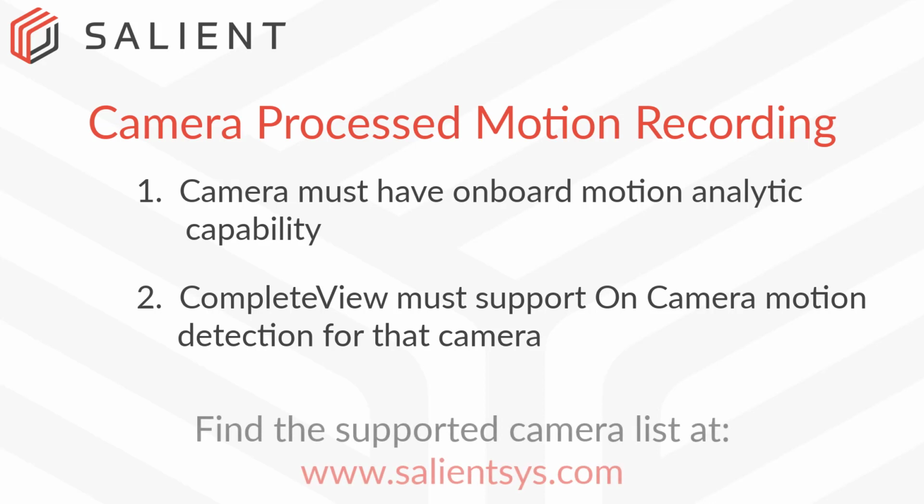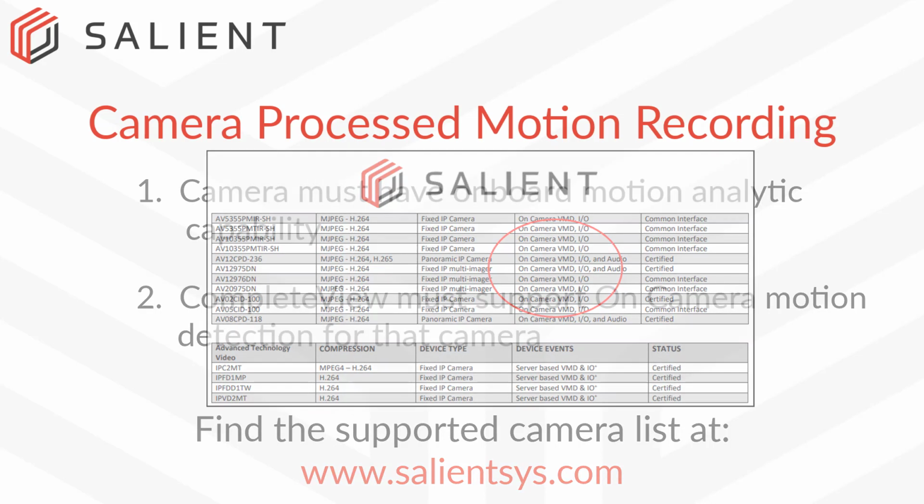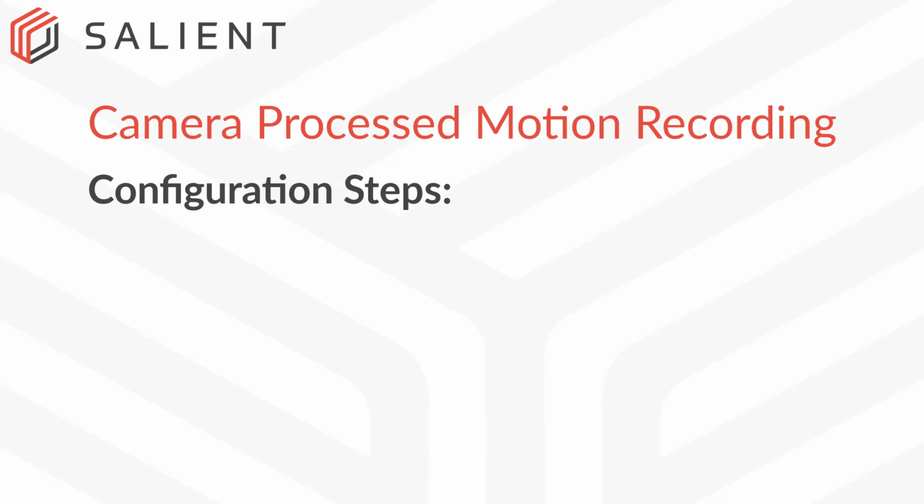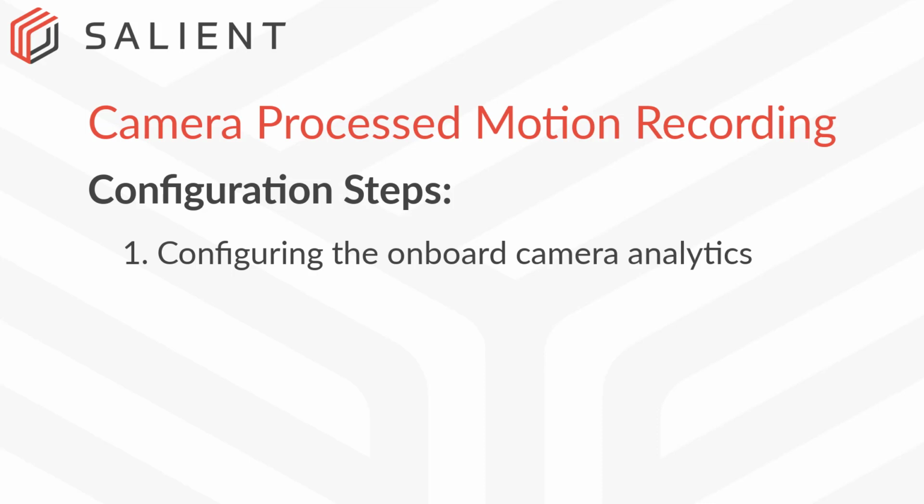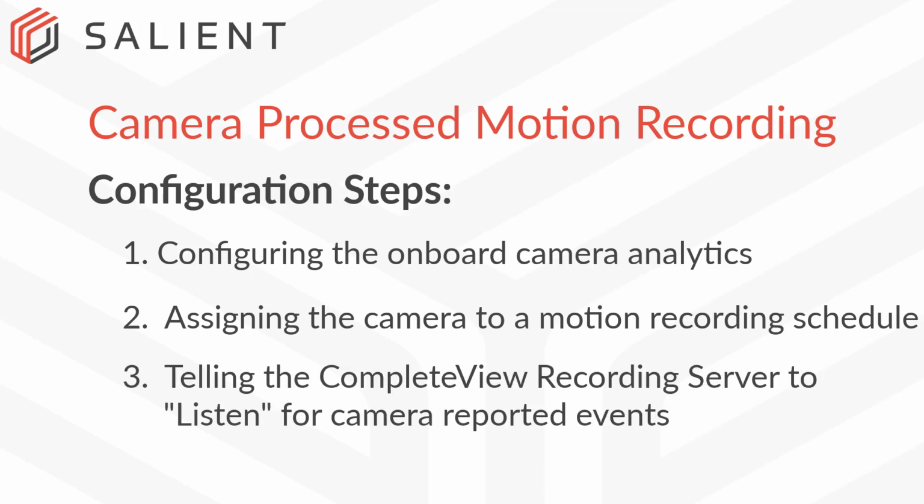To find out if your camera meets these requirements, visit Salient's website and look for your camera in the Supported Cameras list. If you see On-Camera VMD in the Device Events column, that means your camera is supported. Now, the configuration of camera processed motion has three basic steps: configuring the onboard camera analytics, assigning the camera to a motion recording schedule, and telling the CompleteView Recording Server to listen for camera-reported events.